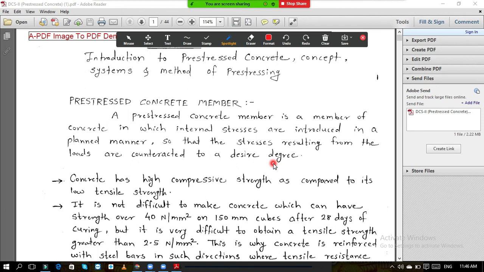So why do we do this? Because of the load coming on the structure, due to the dead load and live load, some stresses are getting developed. Direct stresses are there, bending stresses are there. To resist those stresses, we do this.